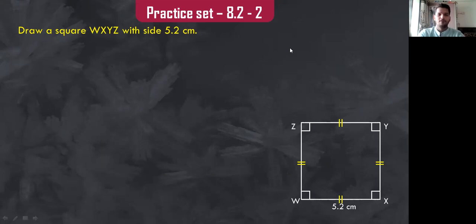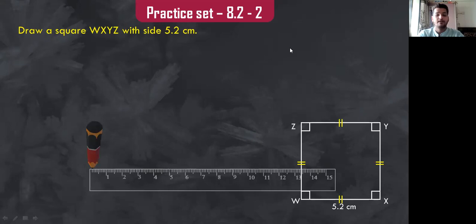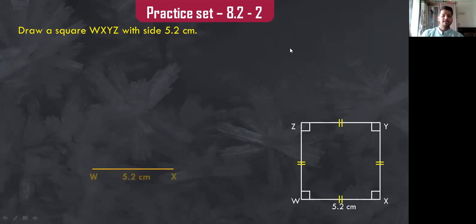So first of all, draw the base WX of 5.2 centimeter. Please mark 5.2 very carefully because it is a very small value, that is 5.2. Okay, so you have to be a bit sharp while marking 5.2. Name it as WX. Just like we drew a quadrilateral, same way we are drawing a square. 2 points are remaining, right?